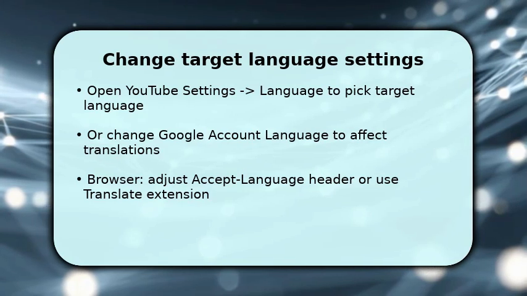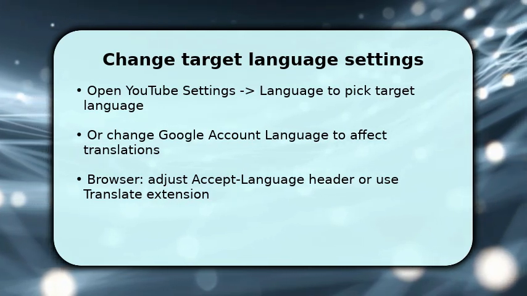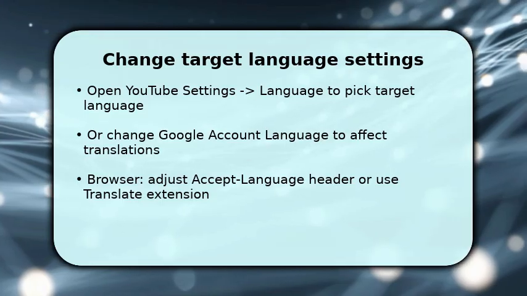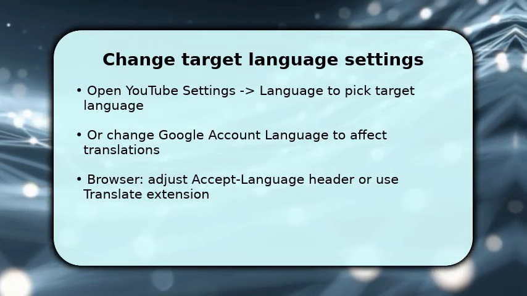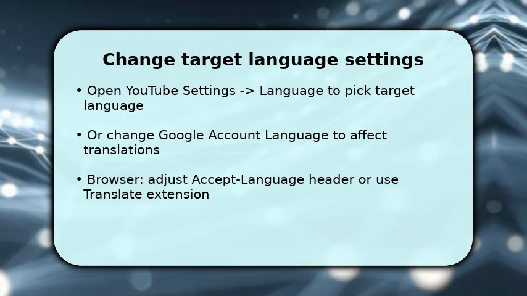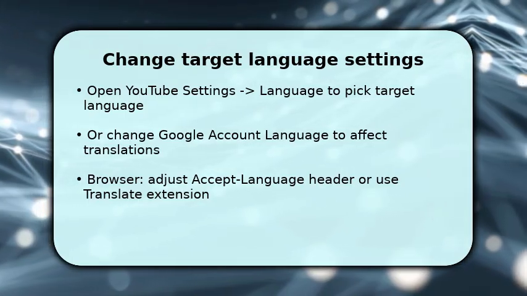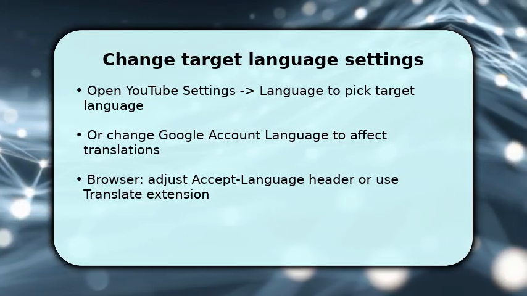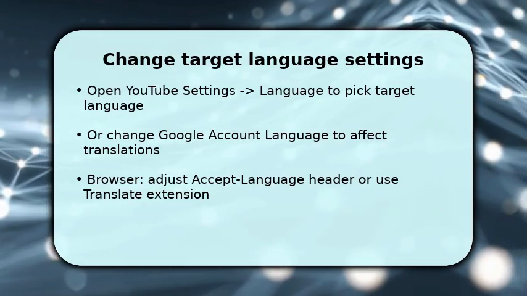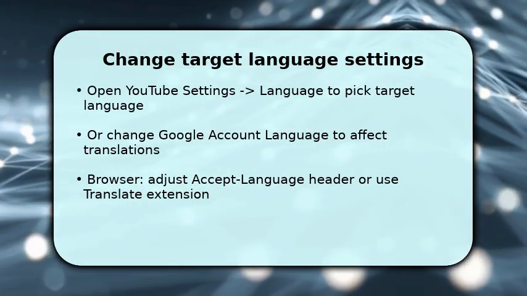If the translation target isn't the language you want, change YouTube's or Google account language so future translates match. You go to Settings General Language in the YouTube app or to your Google account's data and personalization language on desktop. Update it to the language you prefer. Once done, Translate uses that target language.